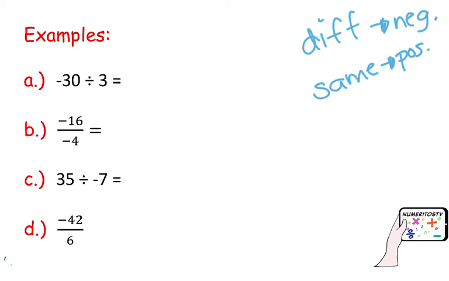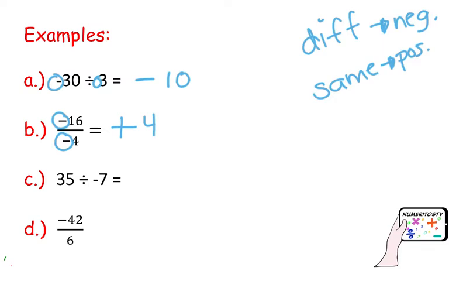So in the first example, check the signs. Negative, positive, different signs. So my answer is negative. And then you divide. 30 divided by 3, that will be 10. Look at the next one. You have same signs. Both are negative. So same signs, the answer is positive. And then you divide 16 divided by 4, that is 4.